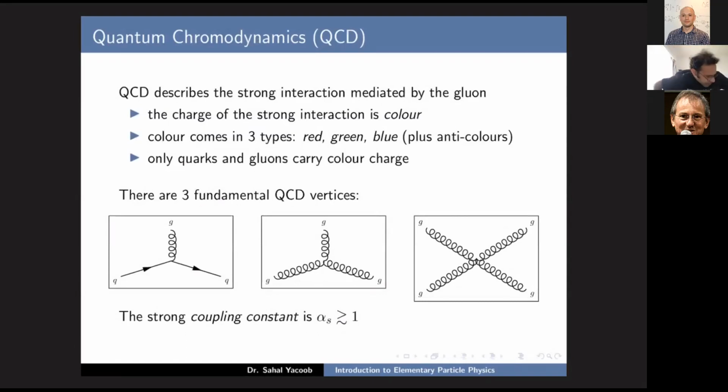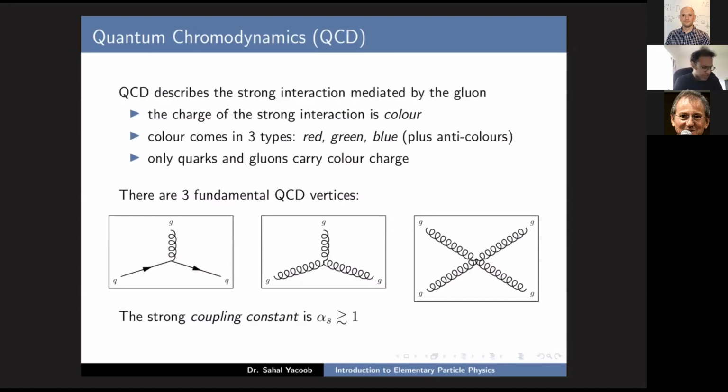And finally, we get to quantum chromodynamics, the most unusual interaction that we're aware of. It describes the strong interaction mediated by gluons. The charge of the strong interaction is color. There are 3 types of color: red, green, and blue, plus their anticolors.